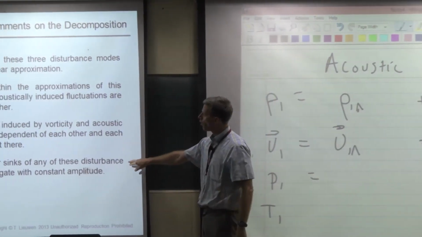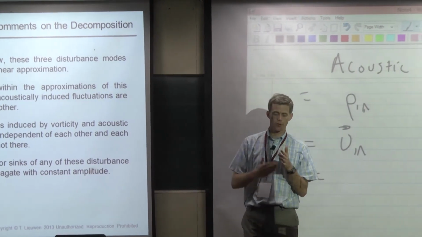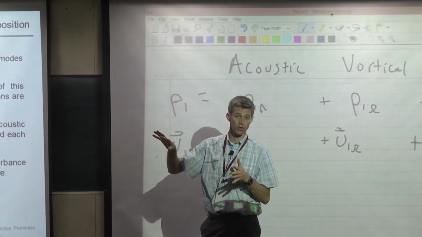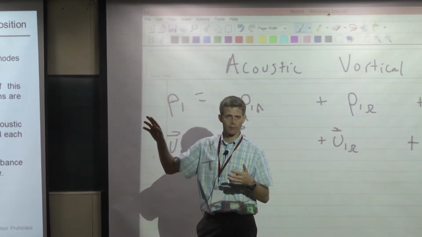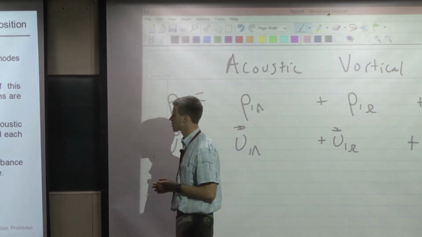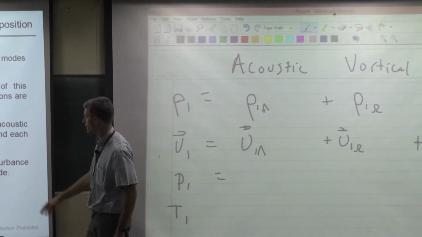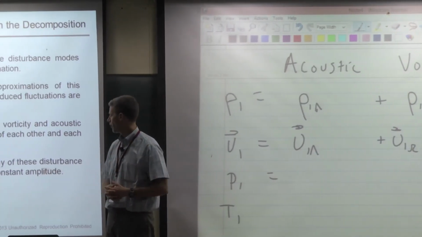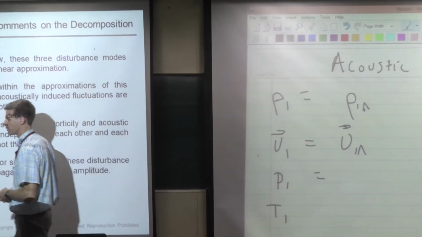Also, all those disturbance equations were sourceless. The right-hand side of those equations was all zero. You know, d omega naught by dt was zero, or the wave equation had a zero right-hand side. What that means is there are no sources or sinks of any of these disturbances. Once they're created, they propagate with constant amplitude.